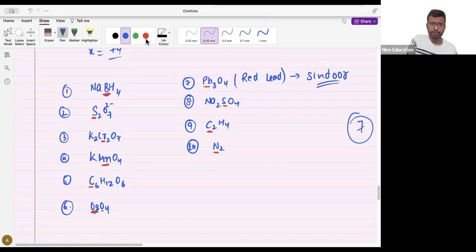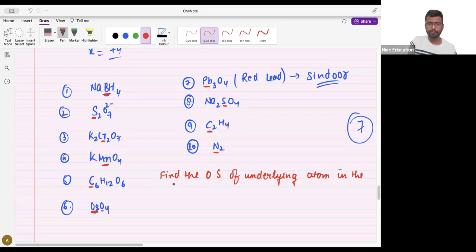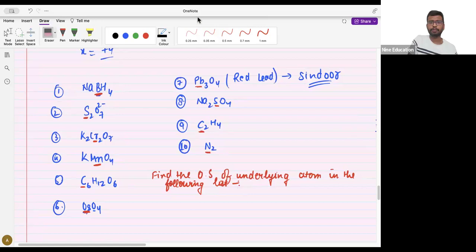Question is, find the oxidation state of the underlined atom in the following list. You can write answers in the chat box. Chat box is open. Let's see, you can solve.